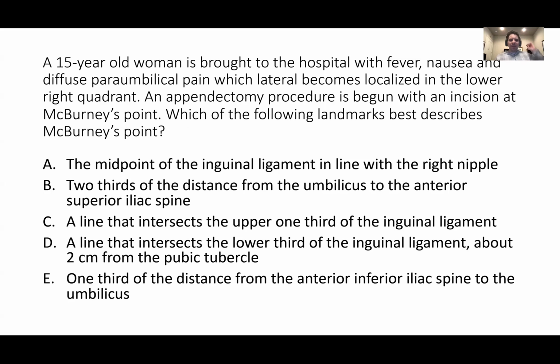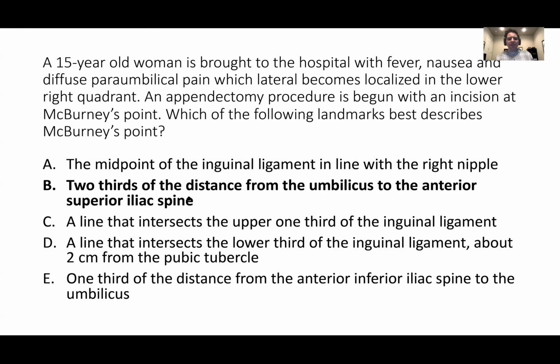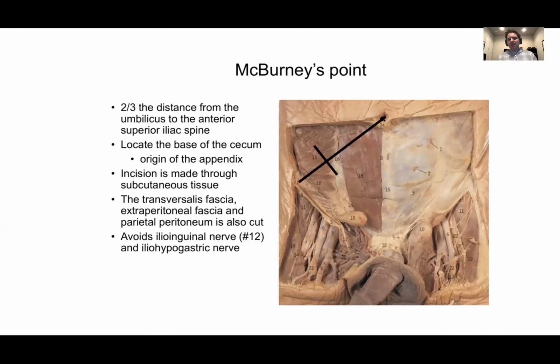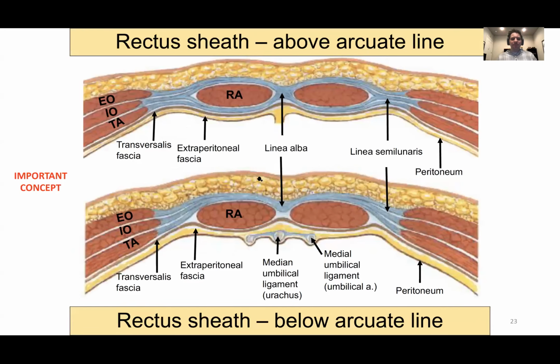Whoops, I didn't mean to show y'all the answer. Anyway, this one's pretty straightforward, just asking you where McBurney's point is. You have some sort of appendicitis, and you're trying to locate McBurney's point or where the appendix is. It's 2/3 the distance from the umbilicus to the anterior superior iliac spine. So you can see here, 2/3 the distance from the umbilicus to the anterior superior iliac spine. That's where you'll find your appendix.